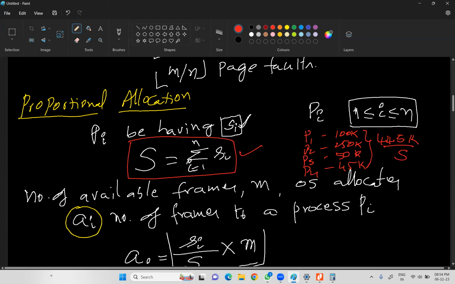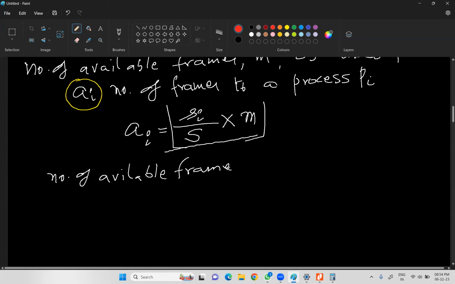Okay, now, if things are seen like this, the number of frames available as per our previous assumption is 93. So let me consider M will be equal to 93. Okay, 93.